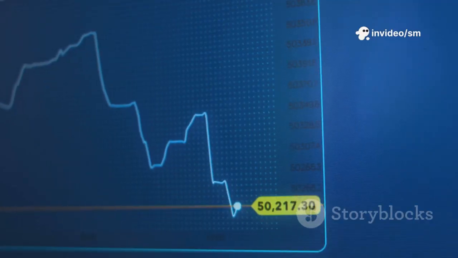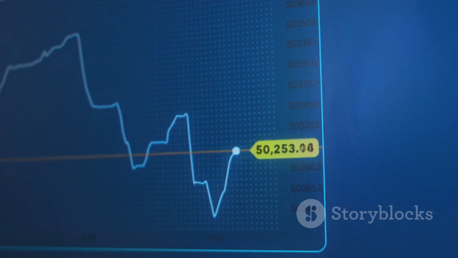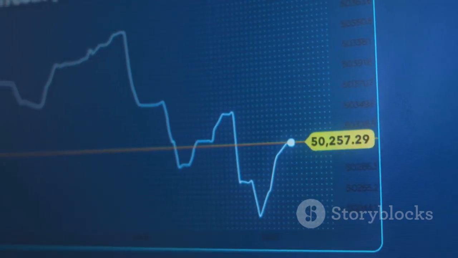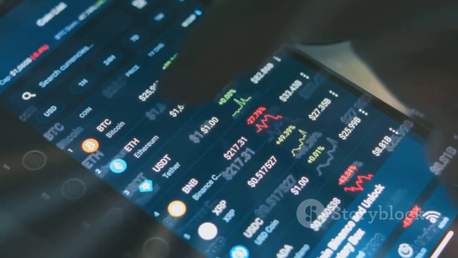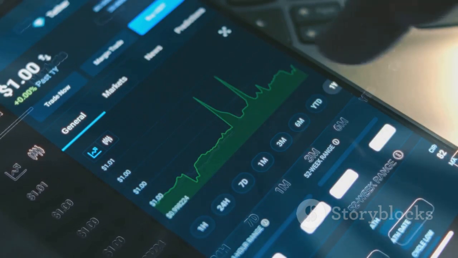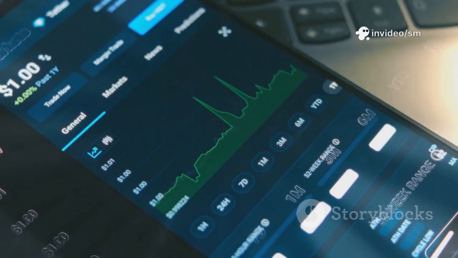Watch out for fakeouts, brief moves above resistance that quickly reverse. These can trap traders who jump in too early, so patience and confirmation are crucial. Always use a stop loss just below the breakout point to limit risk. This way, if the breakout fails, your losses are kept small and manageable. Set profit targets or use a trailing stop to lock in gains as the price moves in your favor. This helps you capture profits while letting winners run.